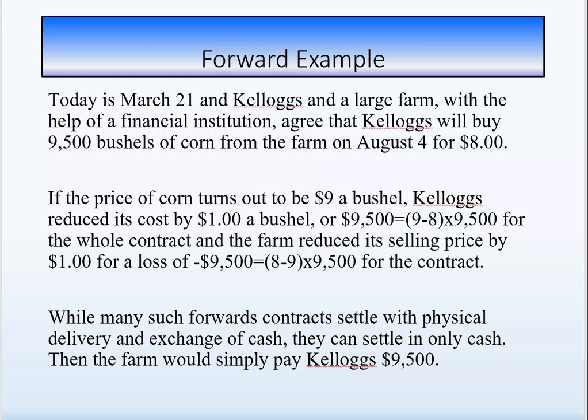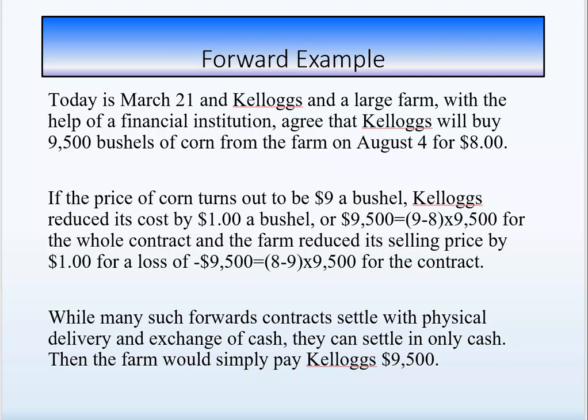August 4th. Now let's assume it's August 4th when the contract matures. If the price of corn turns out to be $9 a bushel, Kellogg's will have reduced its cost by $1 a bushel. So $1 times 9,500 bushels means Kellogg's just reduced its cost by $9,500. In that case, Kellogg's can maintain a stable retail price for its cereal by not having to worry about price risk.